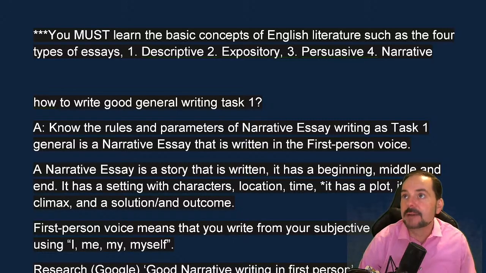Okay, Paulo says, that makes sense. Thank you. All right, good. Okay, if you're doing academic IELTS Task 1, it's expository writing that you need to research.